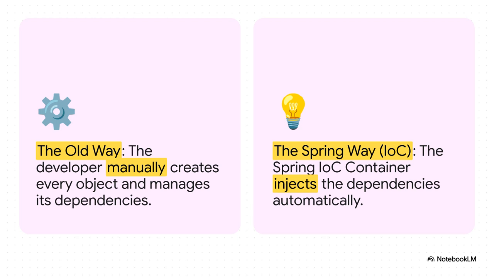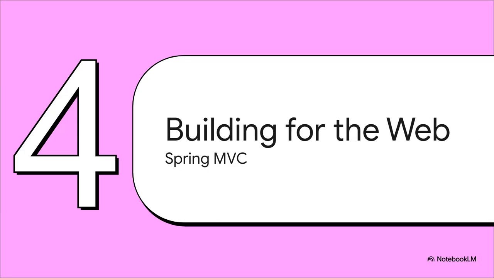And the difference this makes is huge. The old way meant your code was all hardwired together, making any change a potential disaster. The Spring way, using IOC, creates this loosely coupled system where components don't have to be so tightly bound. That makes your application way more flexible, so much easier to test, and a whole lot simpler to manage as it gets bigger. Okay, so this whole inversion of control idea sounds great in theory, but what does it actually look like in the real world?